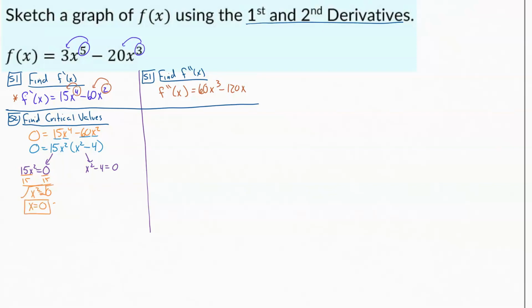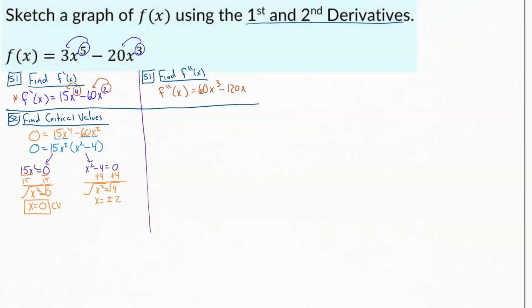So that is one of our critical values right there. Playing the same game on this other one, we go ahead and add the 4, we get x squared equals 4, then we square root that, and we end up with x equals plus or minus 2.